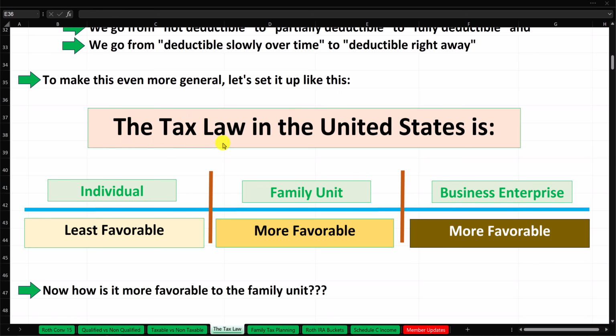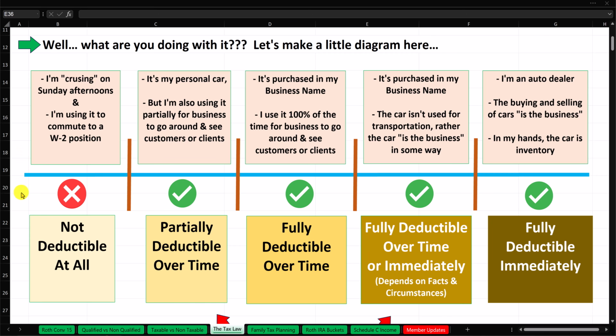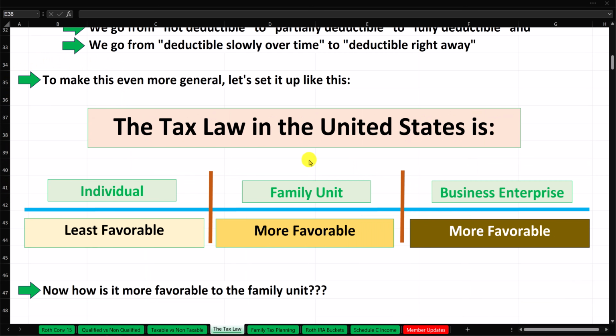The tax law in the United States is, number one, least favorable to the individual. This is always the way it is. Just like we can see in this diagram, when your facts and circumstances are operating in this part of the tax law, this is where you will discover that the benefits are the least favorable. Number two, as we move over here, we will find that the tax law is more favorable to the family unit, and then more favorable to business enterprise.